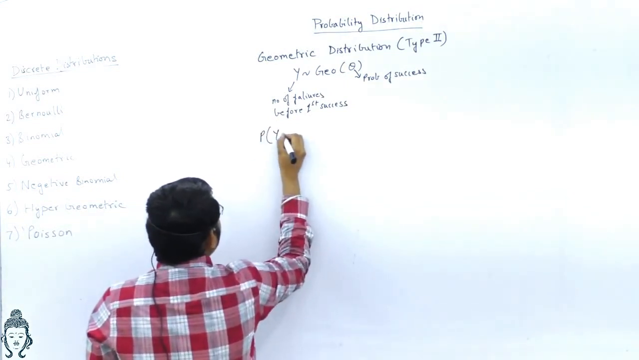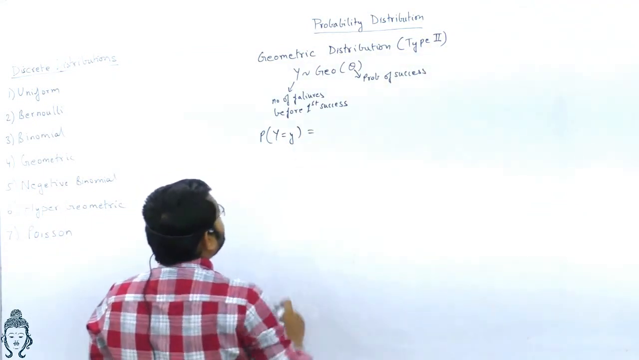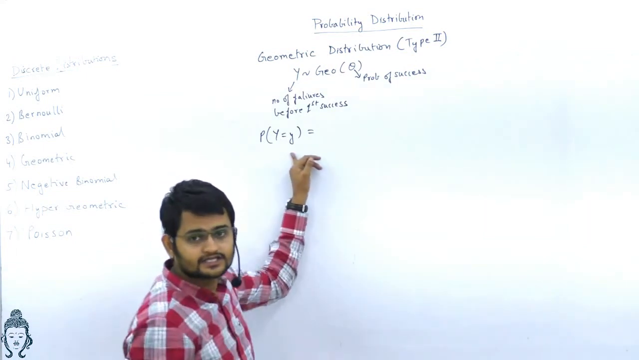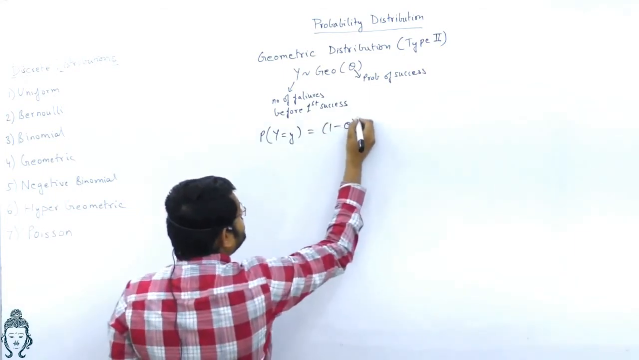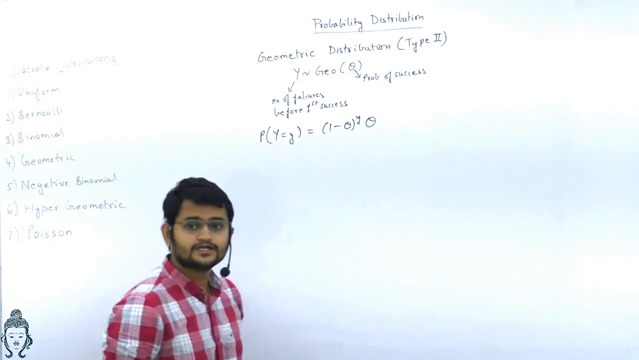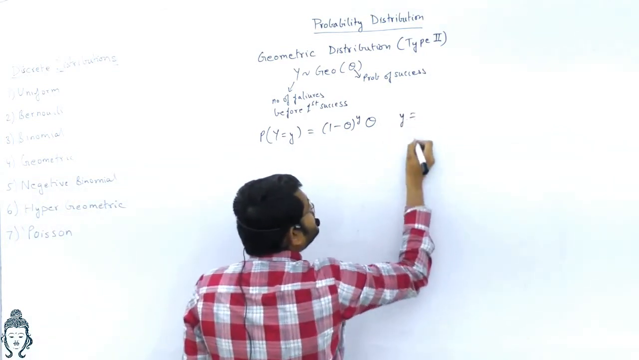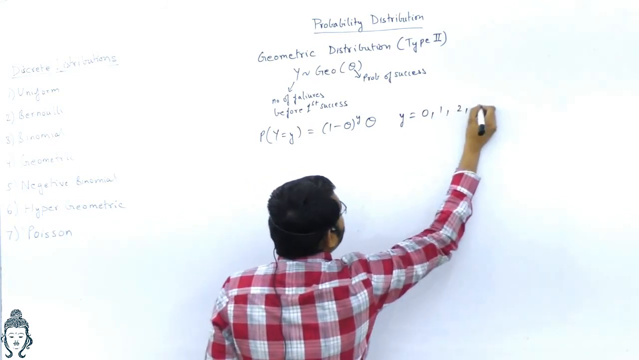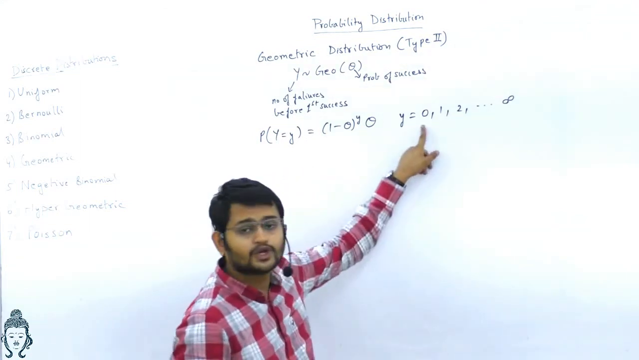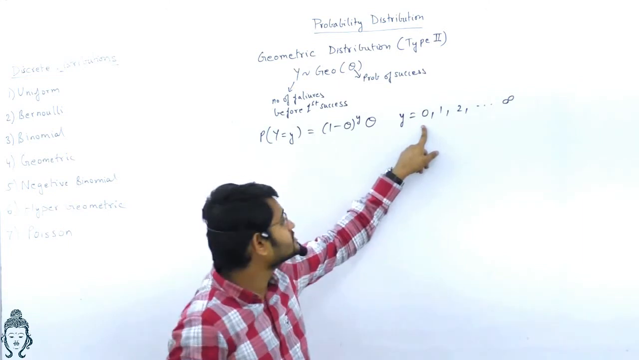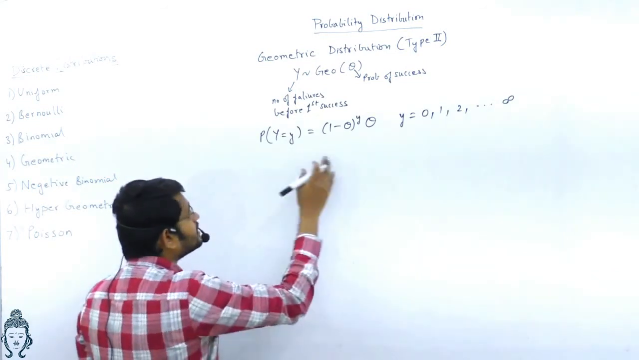Now the probability that y is equal to a particular value y: first of all, if I have total y failures and then a success, I have total y plus 1 trials. So I have y failures, (1 minus theta) raised to y, and then I have a success, that is nothing but theta. So this becomes the probability that Y equals y, where the possible values of y are 0, 1, 2, 3 till infinity. The minimum number of failures that we can have before we get our first success is 0, when the first trial is our first success, or 1 or 2 till infinity. So this becomes our probability distribution.